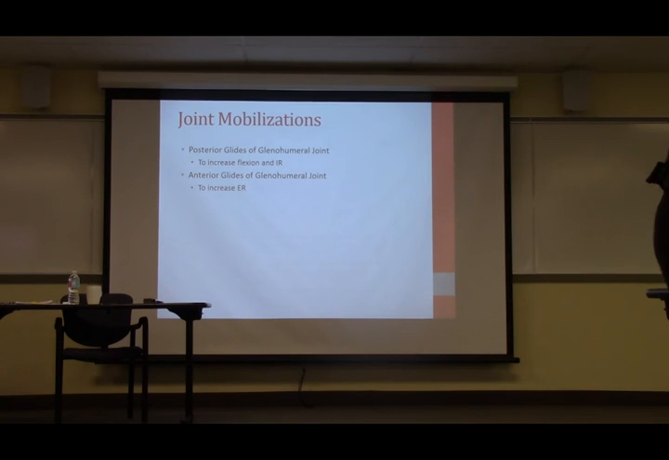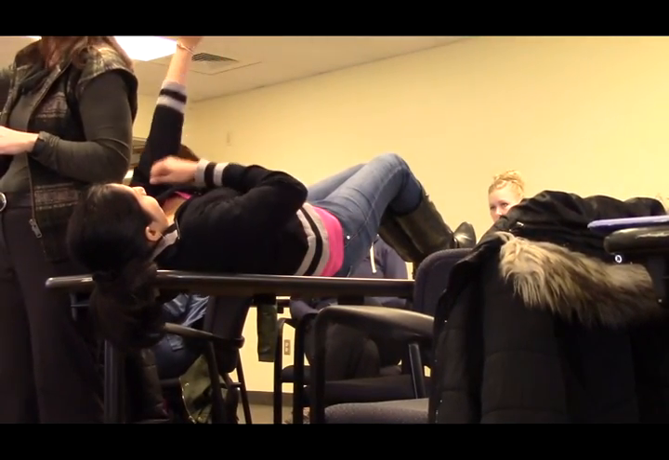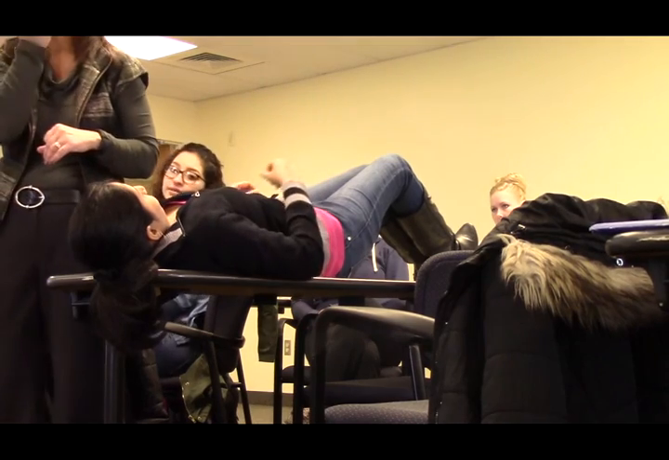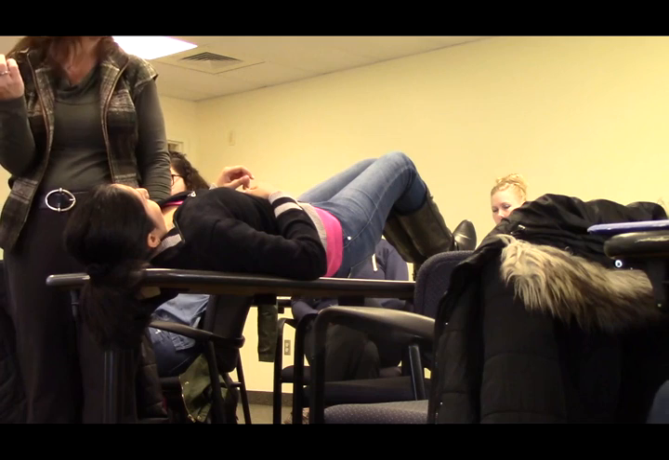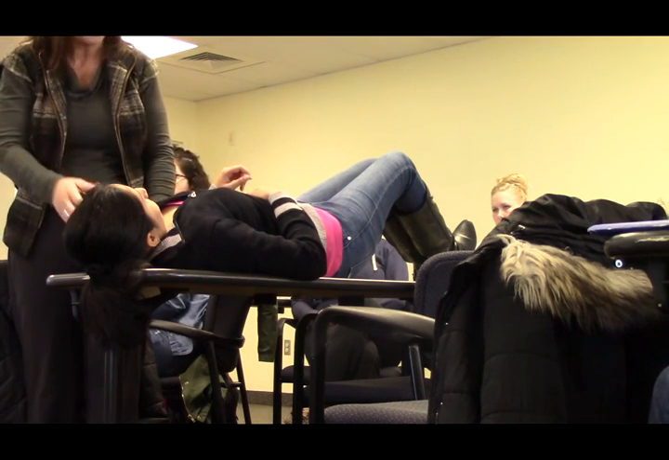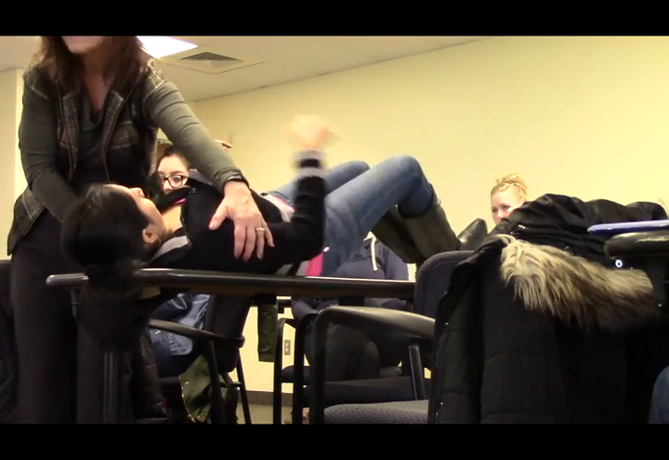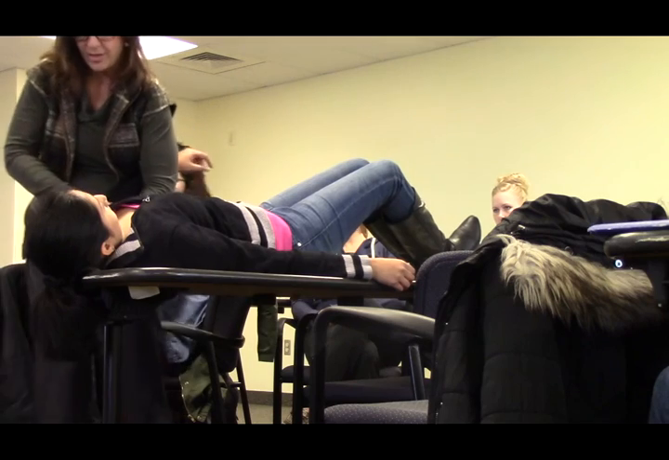Hop up. So, with joint mobilizations, it's kind of confusing because when you think of posterior glides, you think, oh, I want to be on the posterior aspect of her shoulder, right? But what it's describing is where we're pushing the head of the humerus, right? So if you'll scooch over, I'll go on both sides. So I'm going to hold her humerus.